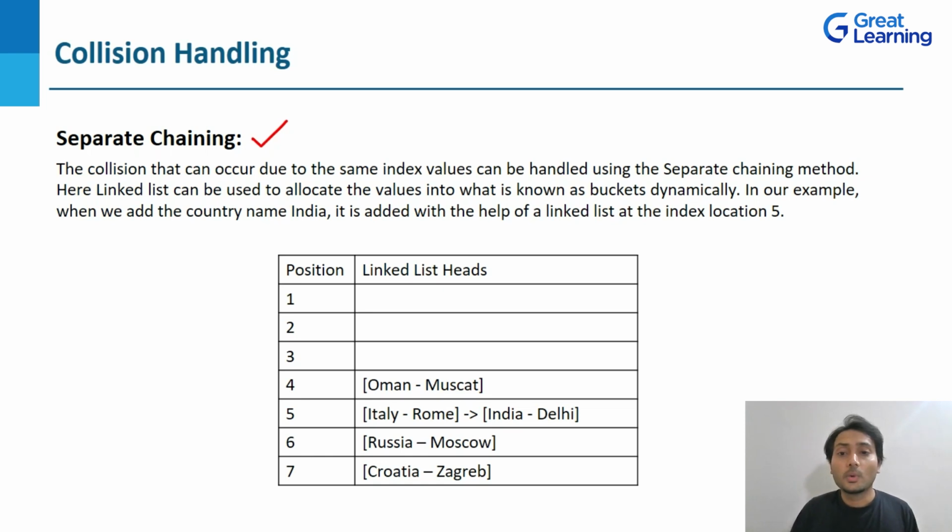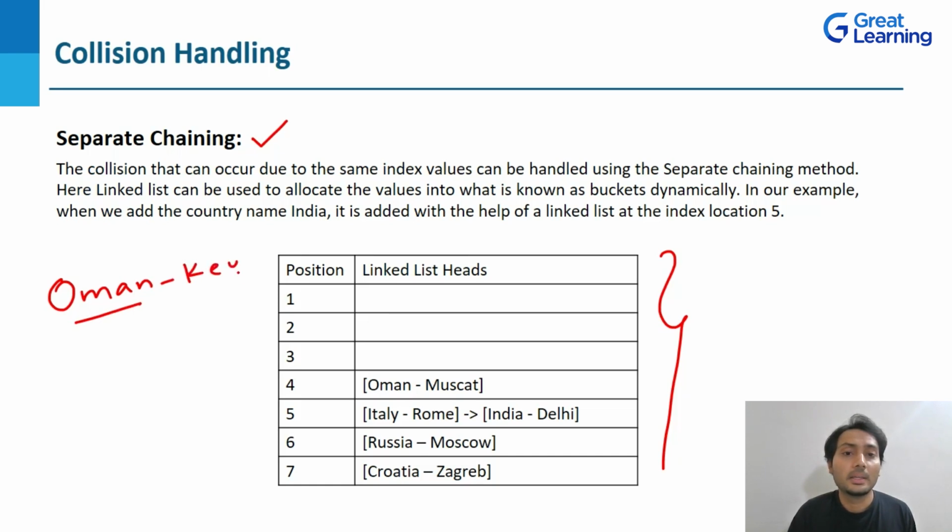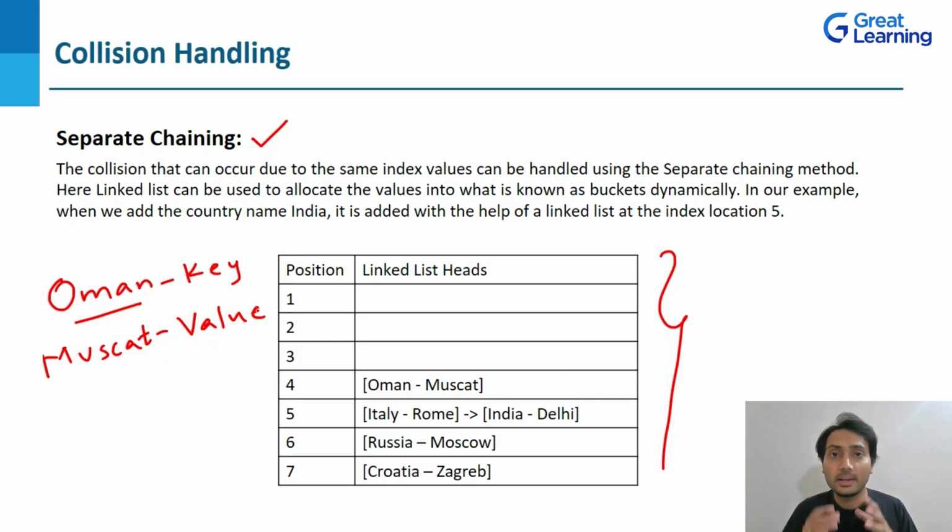Okay. Now just look at this example over here. That is this table. Okay. So if we have this country, okay. So suppose we have this country Oman. Okay. So this Oman is nothing but our key. Okay. And the capital city of Oman, which is Muscat, is nothing but the value, right? So this is our key value pair in this particular example, right?